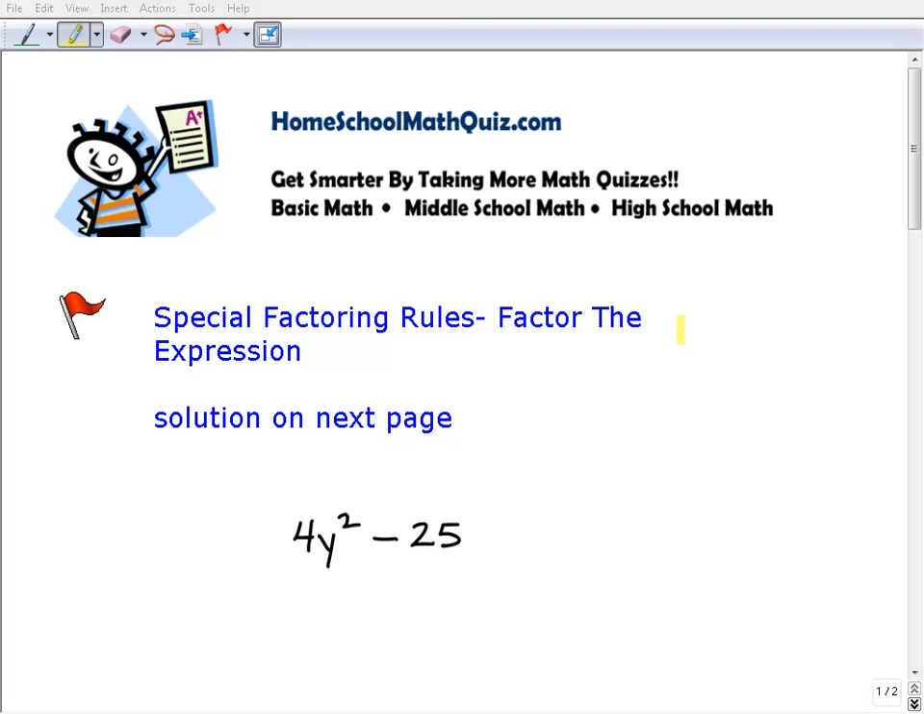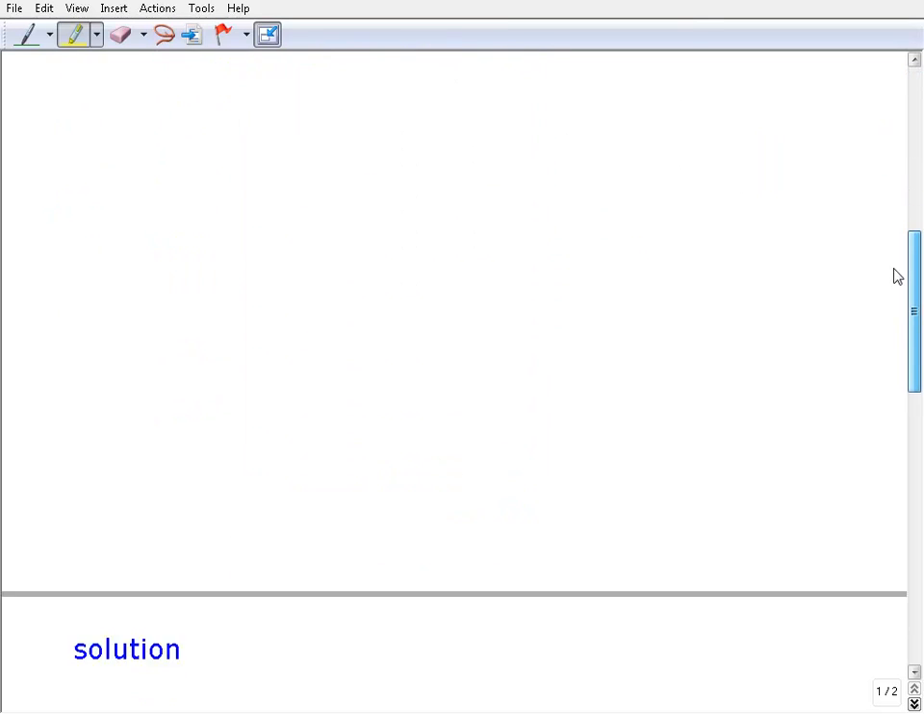Okay, let's go ahead and take a look at our quiz question here. So we're asked to use special factoring rules to factor this expression here. If you haven't tried this problem, maybe you want to pause the video and see if you can do it. Okay, let's take a look at the solution here.